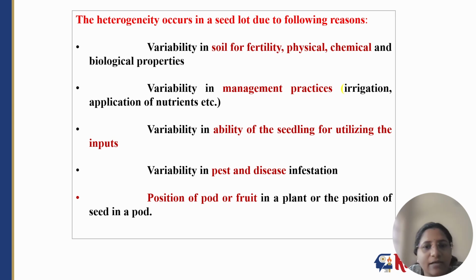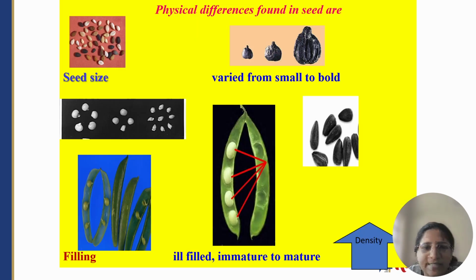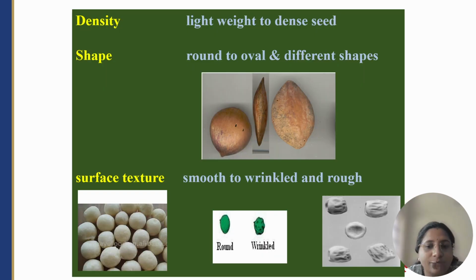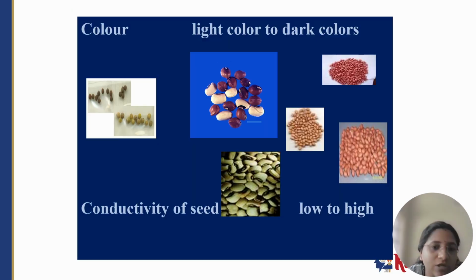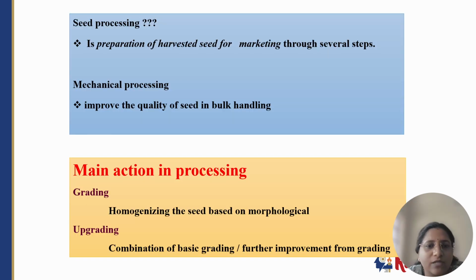Heterogeneity occurs in the seed lot due to various reasons, as we discussed earlier. The seed size will vary from small to bold, and filling will be somewhat difficult in the pods, or some ill-filled or immature seeds may be seen in the pods. Density may vary, shapes may vary, and surface textures may vary from round to wrinkled, or from rough to smooth. Colors may vary.